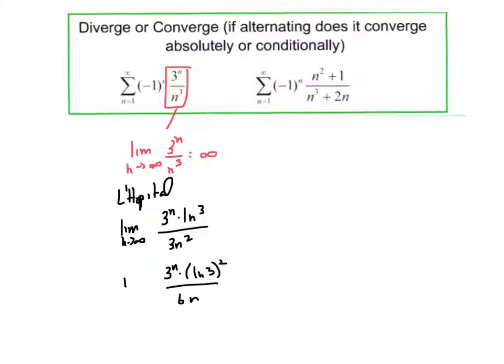And I mean, at this point, we could do L'Hopital one more time. We'd get 3 to the n times the natural log of 3 cubed over 6. So now you get infinity over 6, which is infinity.